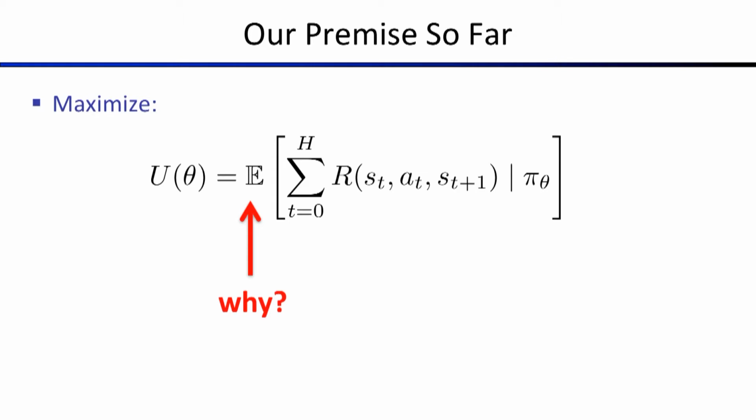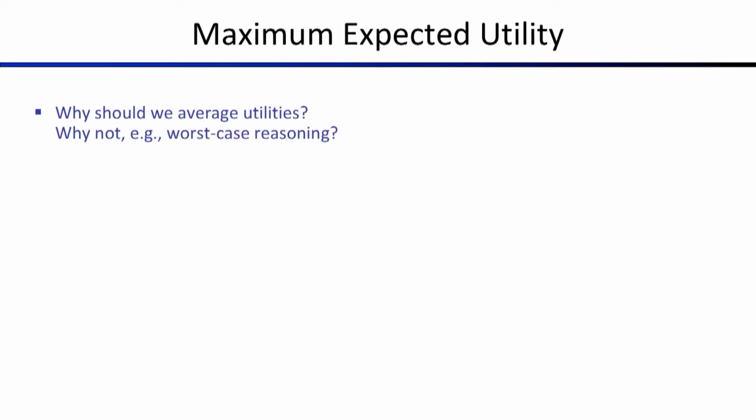Okay? So those are two pretty strong assumptions that we've been optimizing expected reward, even though there could be many, many things you might care about. And so let's think about that a little bit in the next 15 minutes. So what we've been doing is maximizing expected utility.